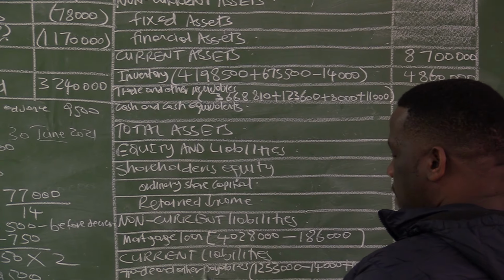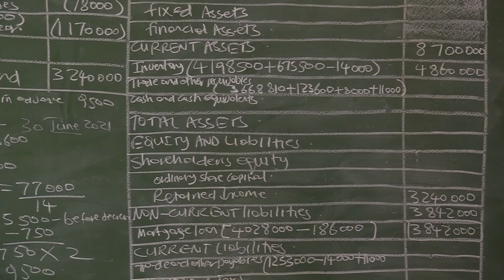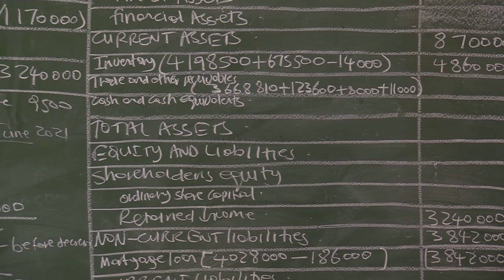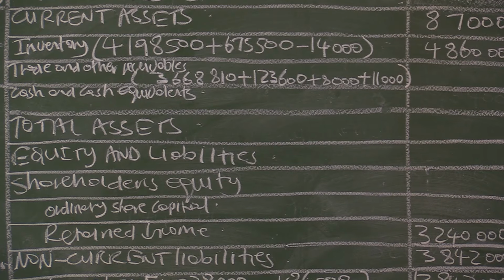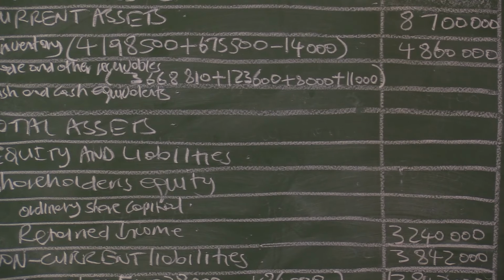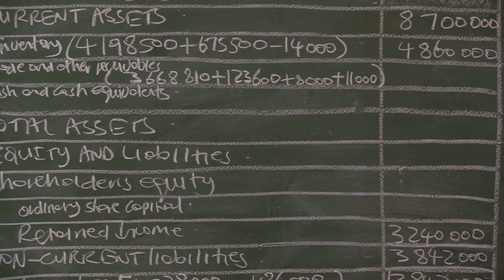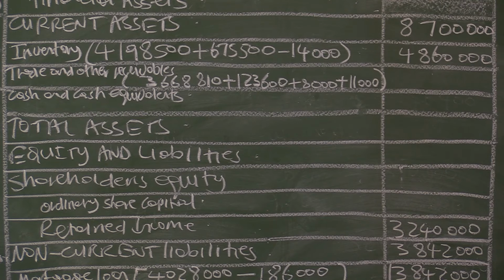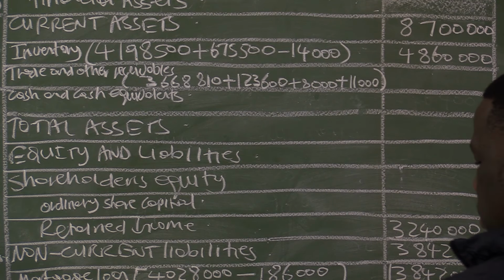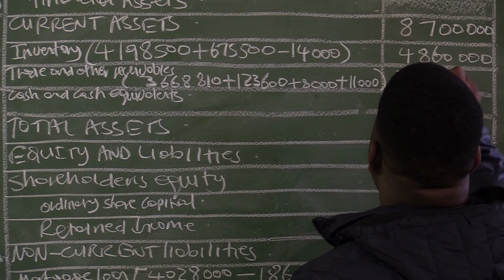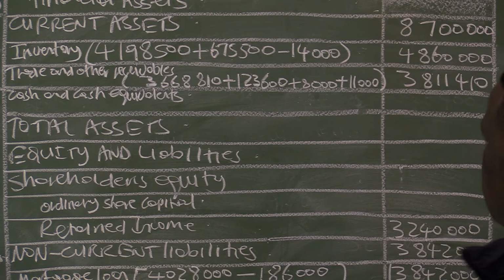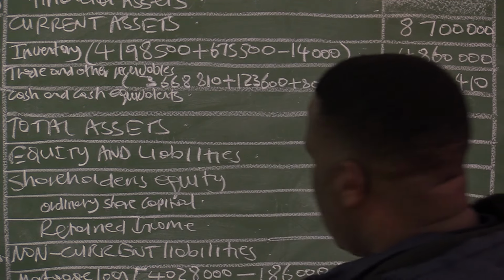So let's then get the total for trade and other receivables. 3,668,810 plus 123,600 plus 8,000 plus 11,000 gives 3,811,410. And let us check for cash and cash equivalents.